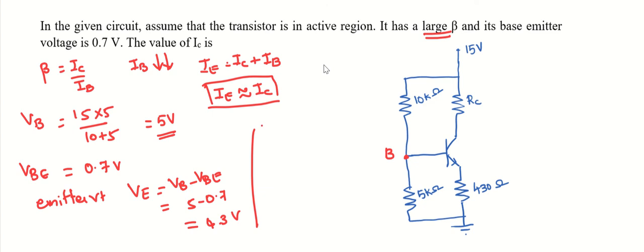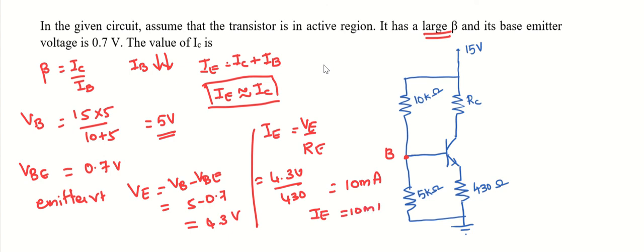So we have emitter voltage and here the emitter resistance is also there. So directly we can find the emitter current, IE equal to VE divided by RE equal to 4.3 volt divided by 430 ohm, which is equal to 10 milliamps. So we had found IE equal to 10 milliamps. So we can say that IC is approximately equal to 10 milliamps.